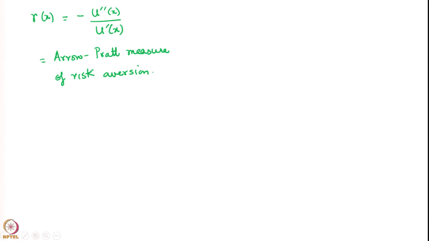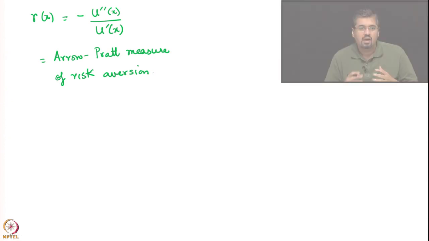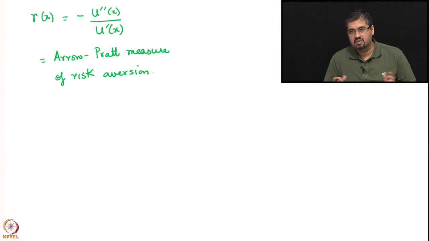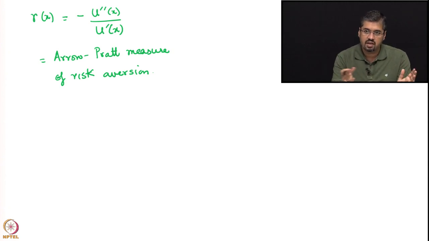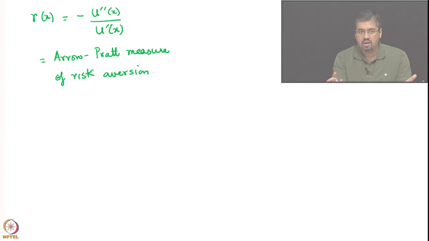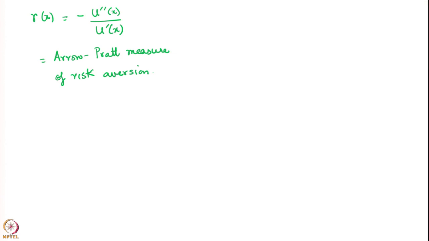And what this measure is basically telling you is what is the maximum insurance you would be willing to pay to get away from uncertainty and get the average outcome of the lottery instead, in exchange for participating in the lottery itself. The amount you are willing to pay scales roughly with this coefficient, u double dash x divided by u dash x.